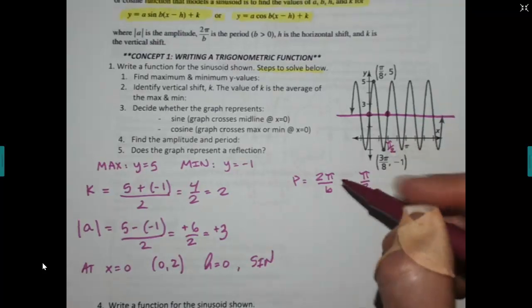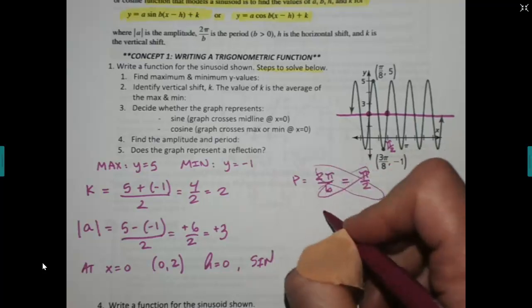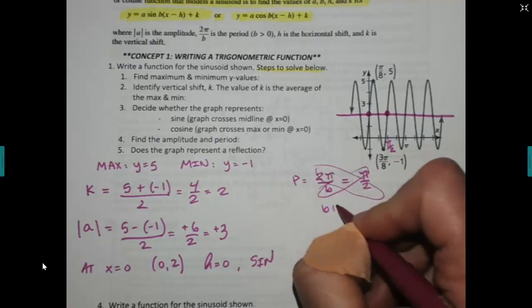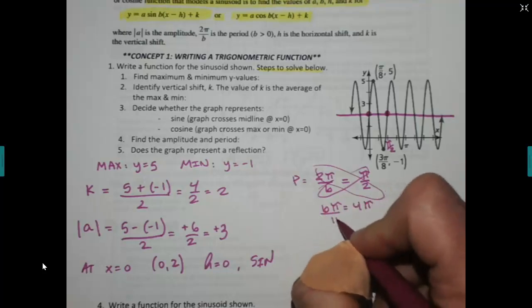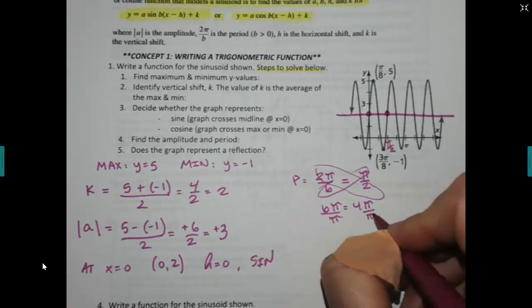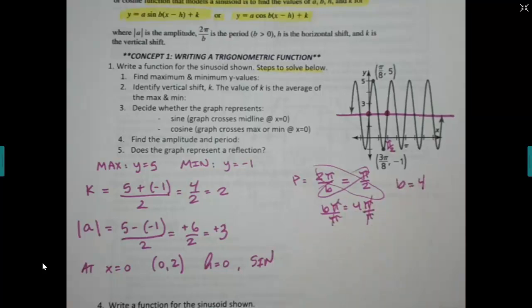Okay, so I'm just going to cross multiply here, and I get b pi equals 4 pi, and if I divide both sides by pi, those cancel out, so b is equal to 4. Cool. Alright, so now I know it's a sine function, and I have a, b, k, no h.